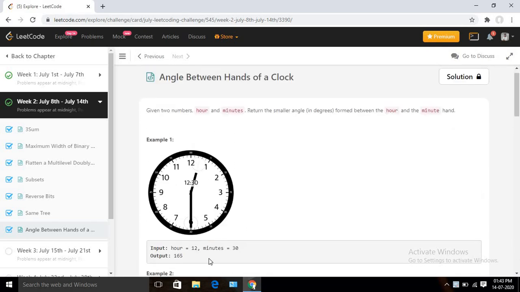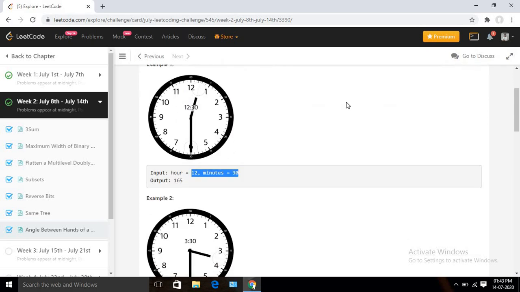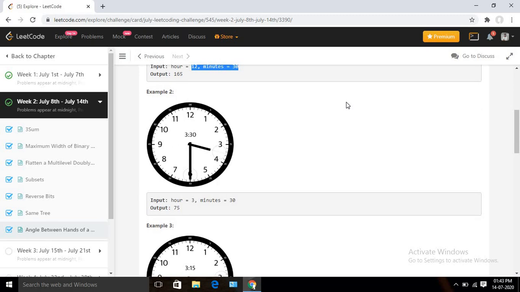Suppose they are saying that it's 12 and 30. So hour is 12 and minute is 30. If you plot that on a clock, it will look like this. If you look at it properly, you can see that there can be two angles. This will be one angle, in this rotation, and there can be another angle in this rotation also. So you need to calculate both and return the smallest one. That is the meaning of the smallest. So let's solve it using Java today.